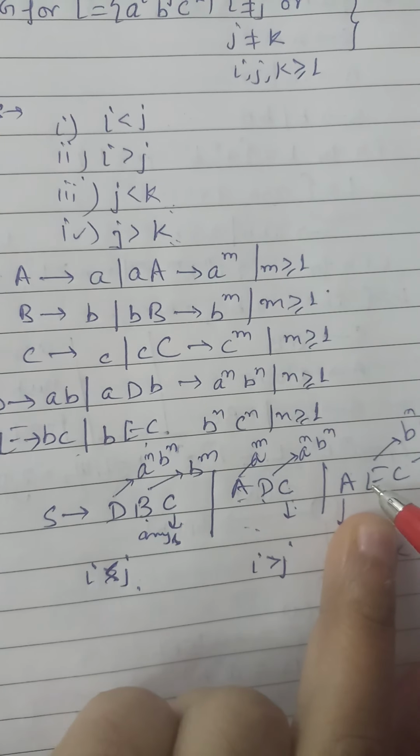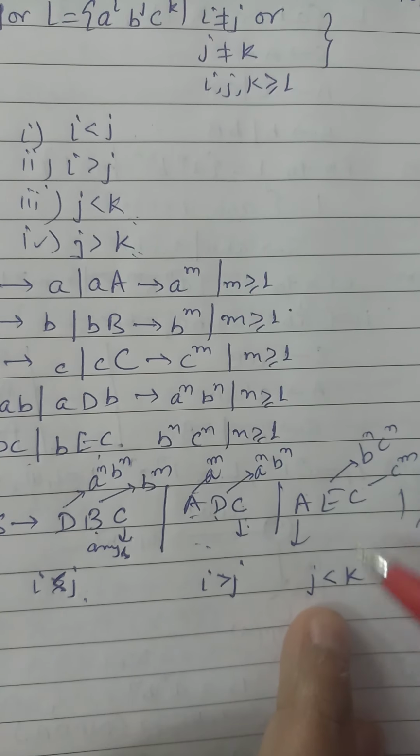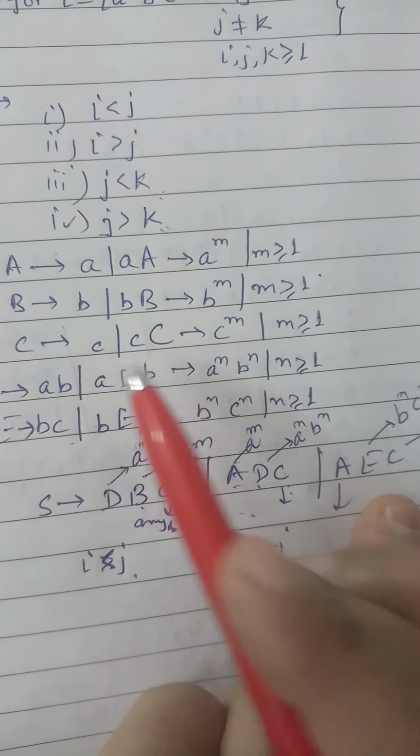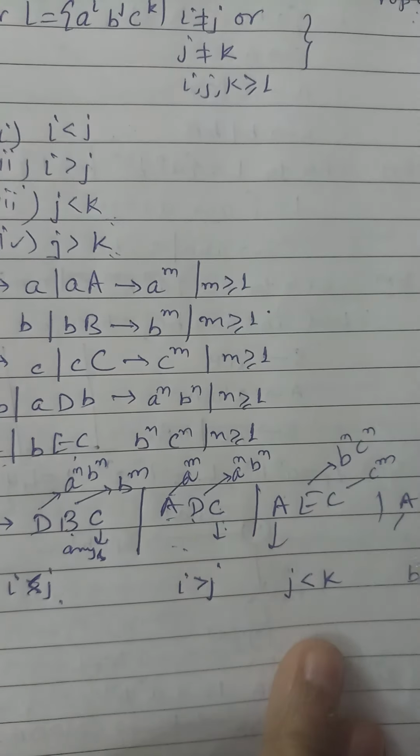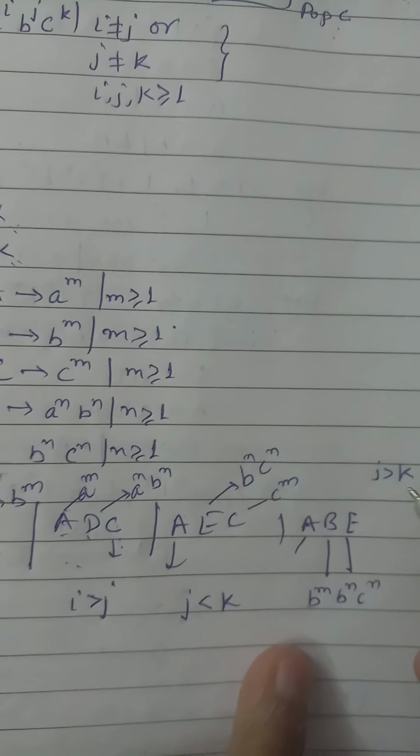So we are taking A, E, which is b to the power n and c to the power n, because j is less than k, then definitely c is greater. So next we write C, this is c to the power m. Now move to the next, when j is greater than k.